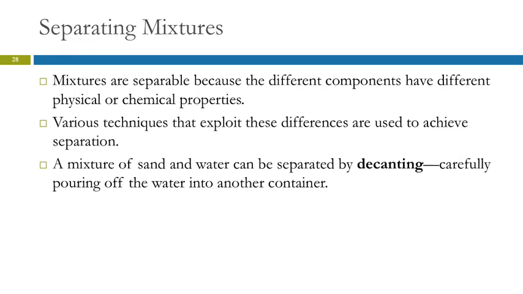Mixtures, one of the things that makes them distinct from compounds is that you can separate a mixture into its components without doing any chemical reactions. And you do that based on differences in physical and chemical properties of the two substances involved. And this could be a homogeneous mixture or a heterogeneous mixture.